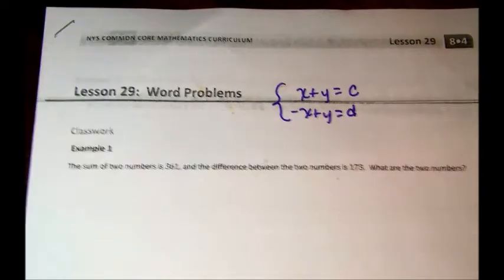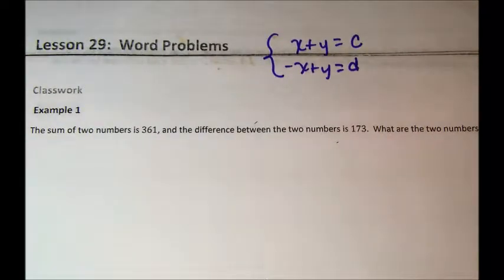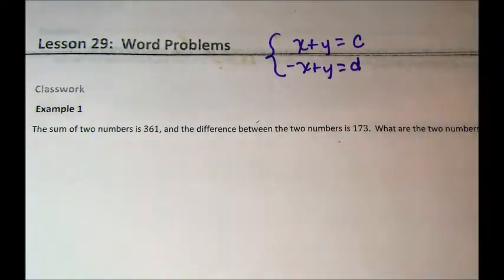So let's look at example number 1. Example number 1 says the sum of two numbers is 361 and the difference between the two numbers is 173. What are the two numbers? What do we need to do first? We need to define our variables. If we define our variables, we can better represent the situation we have been given. What should the variables be for this problem? Let x represent one number and let y represent the other number.